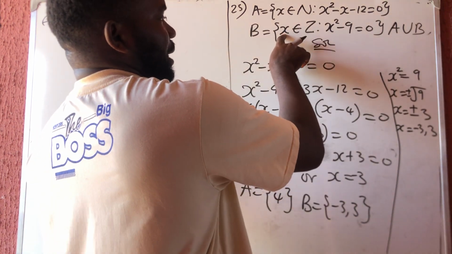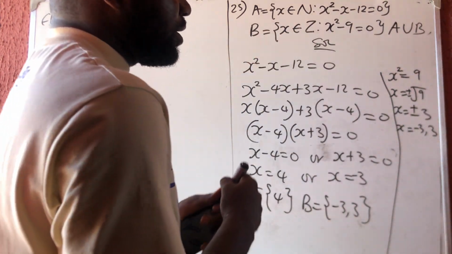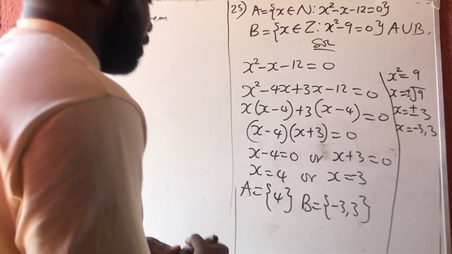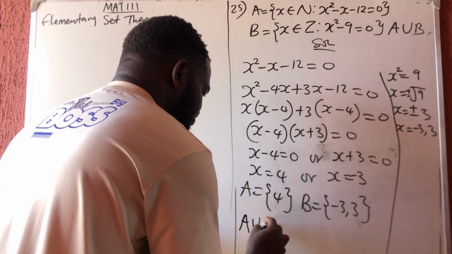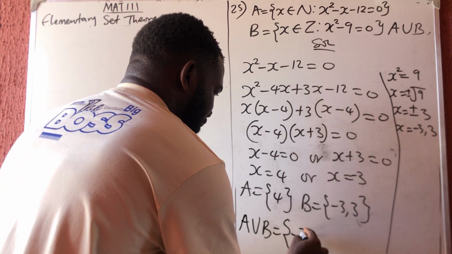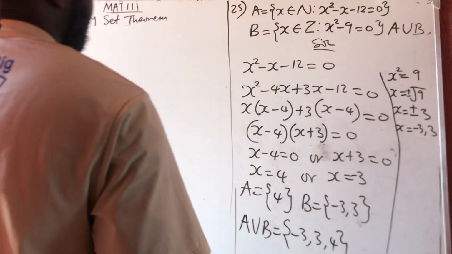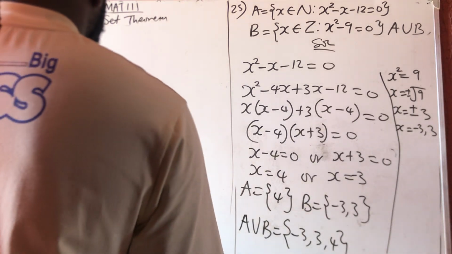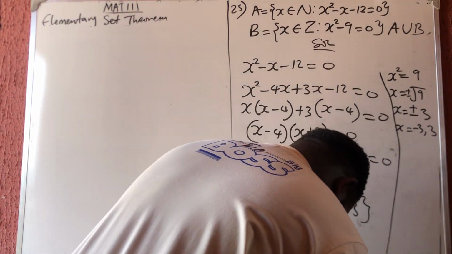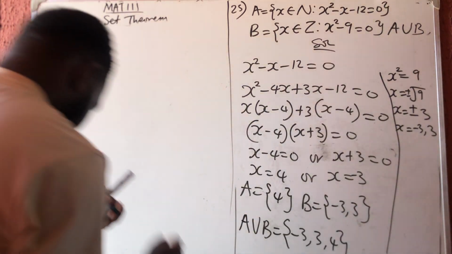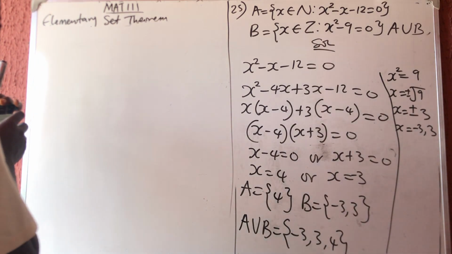Because they say that z is an element of an integer. An integer means any whole number, you know. So they now say we should combine A union B. So A union B simply means minus 3, 3, and 4. Very simple. Minus 3, 3, and 4. Okay. So the next question, question number 26.